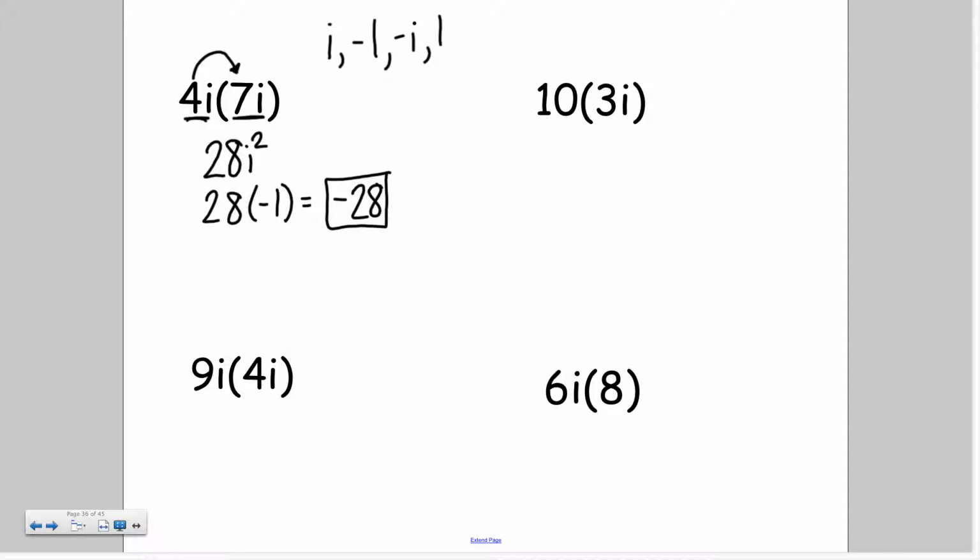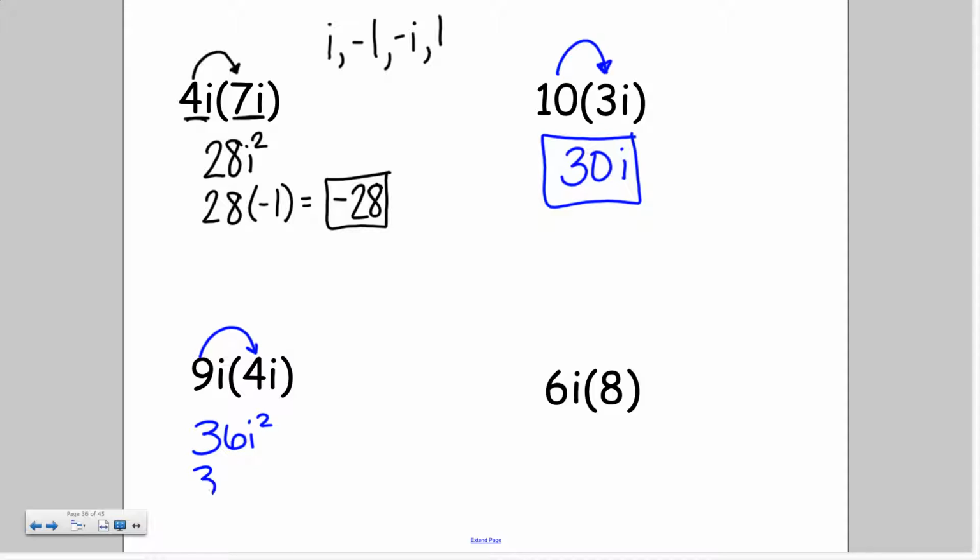Okay? Now I'm going to distribute my 10 to my 3i. So 10 times 3 is 30, and I have I, and there's nothing to change there. All right? 9 times 4 is 36. I times I is I squared. Again, I squared is negative 1, so I'm going to end up with negative 36.